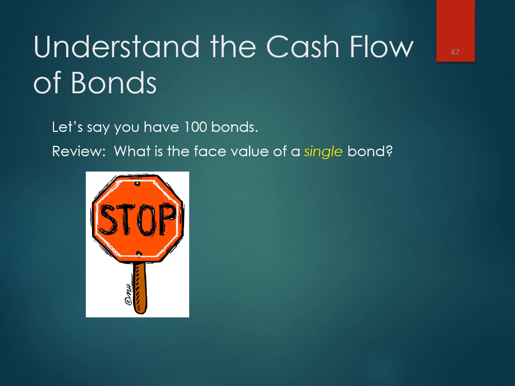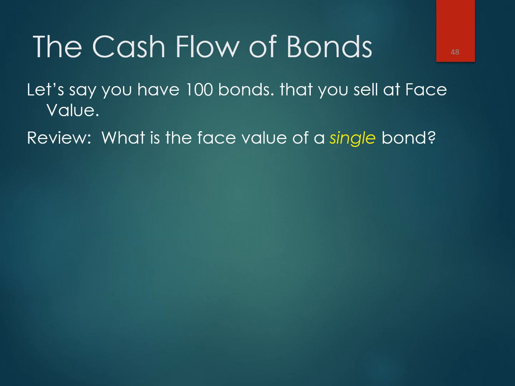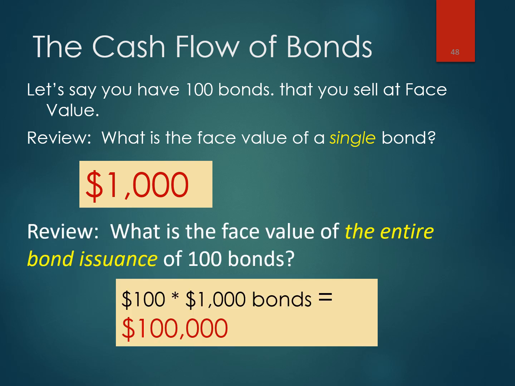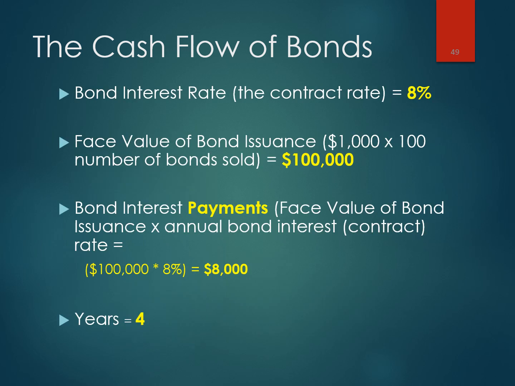So let's do a quick review. Let's say you have 100 bonds. What is the face value of a single bond? It's $1,000. So if the bondholder has one bond from a company, when that bond comes due, the company has to pay the bondholder $1,000. If we have 100 bonds, that means the company has issued $100,000 face value of bonds. And that's the one we've been working with. That's the exercise we did in Chapter 10 in your course pack.